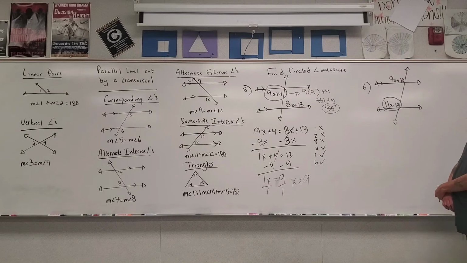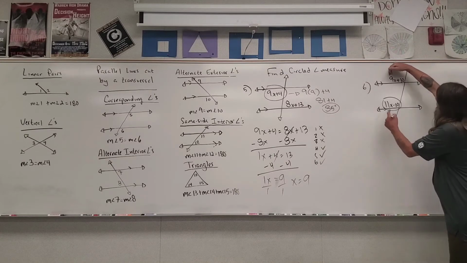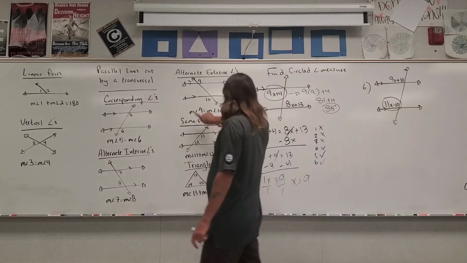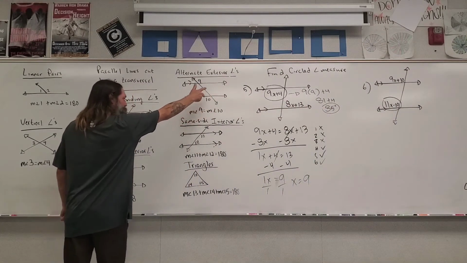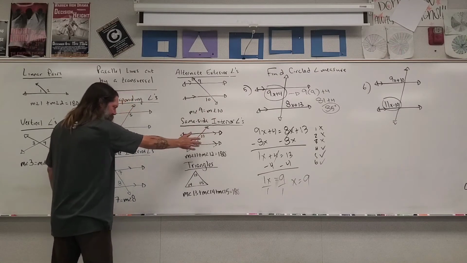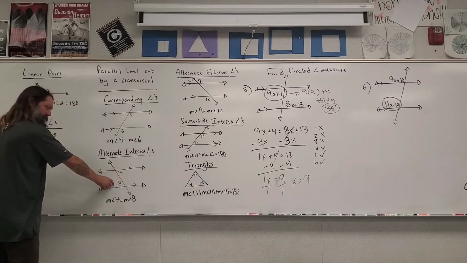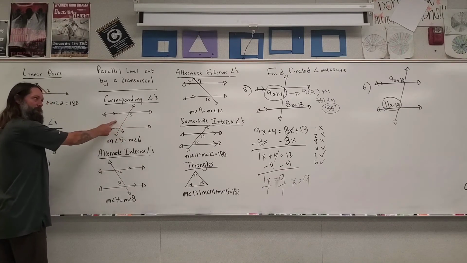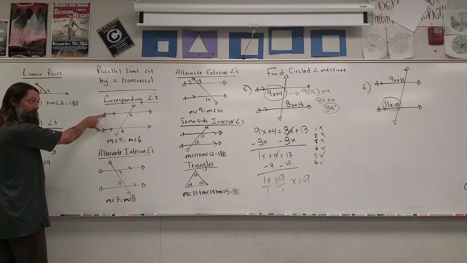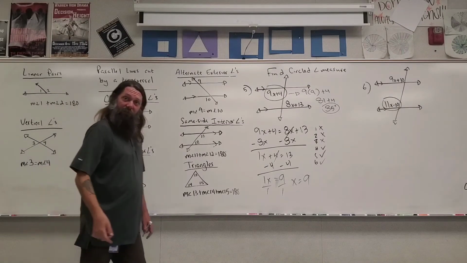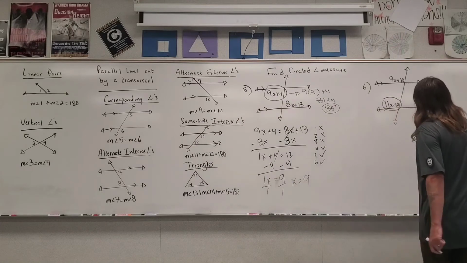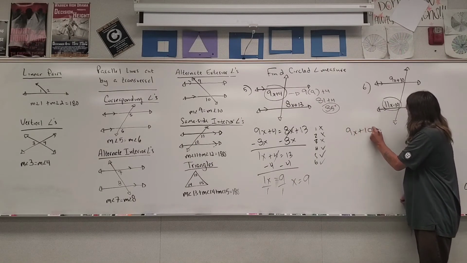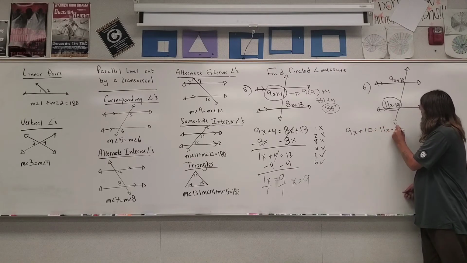All right, number 6. I have angles on the same side of the transversal, but one's in the interior, one's in the exterior. Well, I got exterior, exterior, different sides. Interior, interior, same side. Excuse me. Interior, interior, switching sides. Interior, exterior, same side. So we have corresponding angles of parallel lines. So what that means is they're going to be equal as well. So my equation is going to be 9x plus 10 equals 11x minus 10.